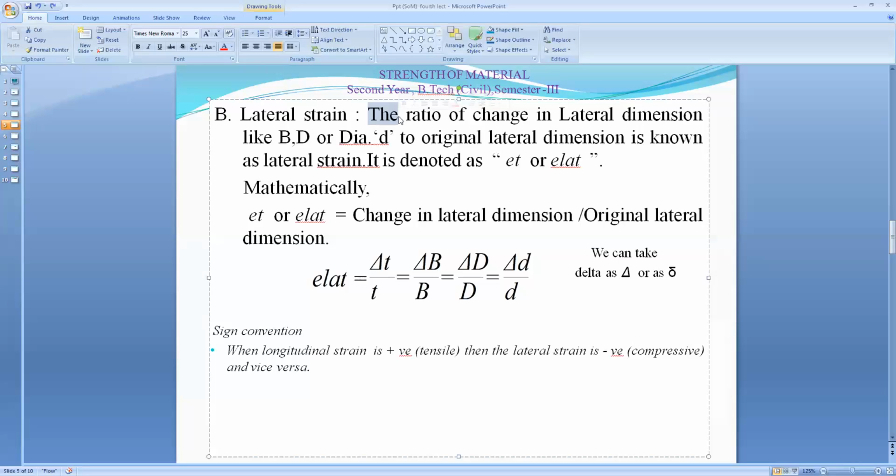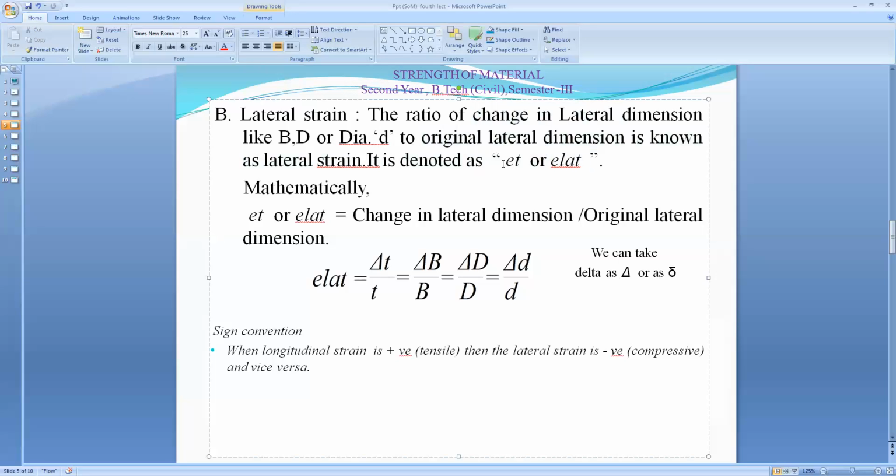If there is a retardation, a decrease in the length of the body, there is an increase in the diameter of that bar. So the lateral strain is nothing but the ratio of change in lateral dimension to the original lateral dimension. Change in lateral dimension divided by original lateral dimension is known as the lateral strain.